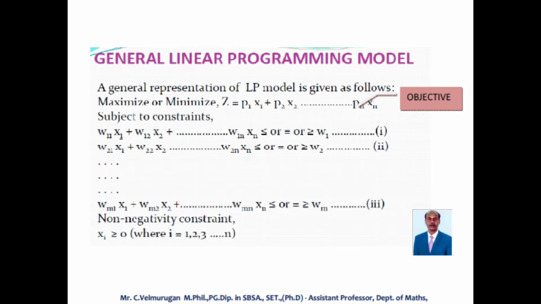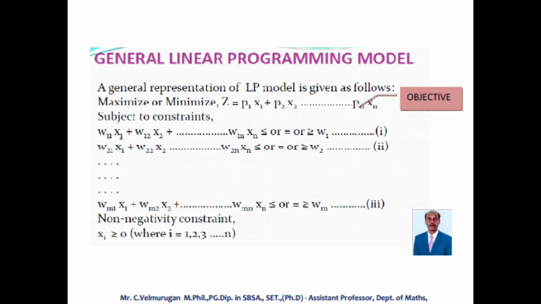minimize. So now we can define the objective function Z = p1 x1 + p2 x2 + etc. + pn xn. Here x1, x2, etc. xn are all the products, and p1, p2, pn are known as the unit cost for the respective products.